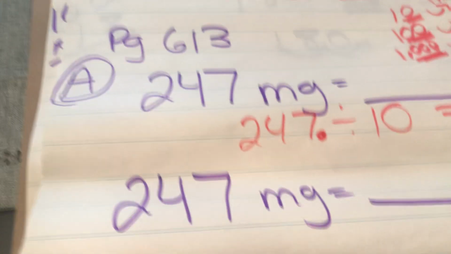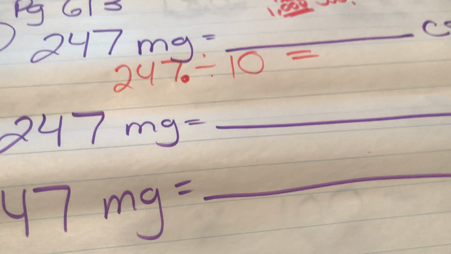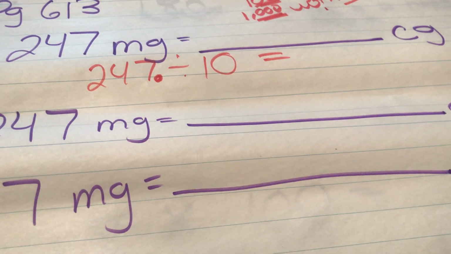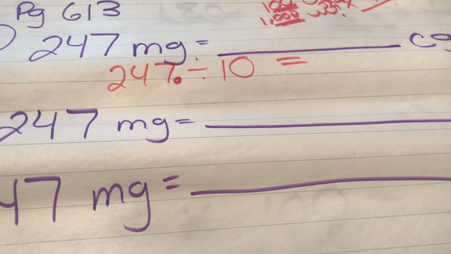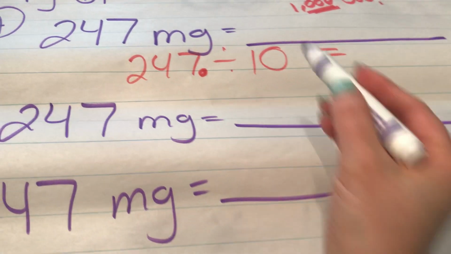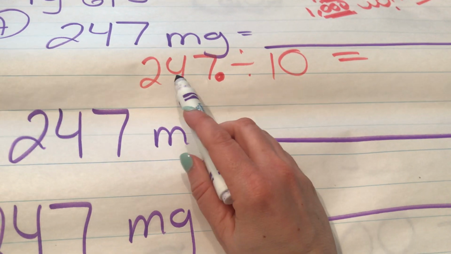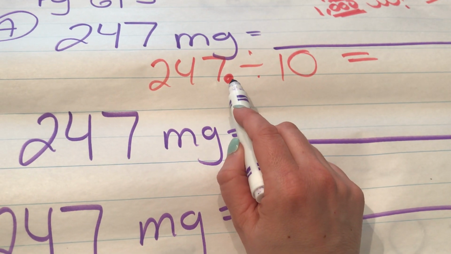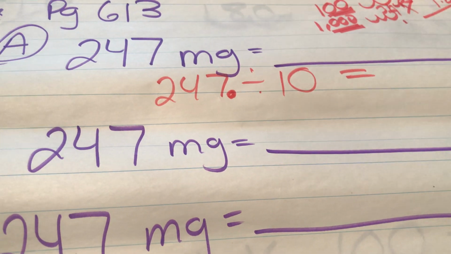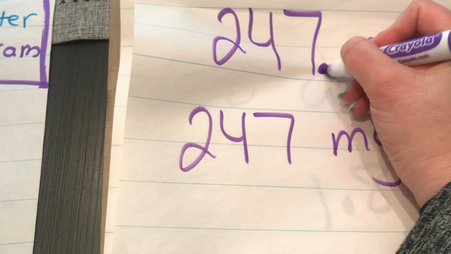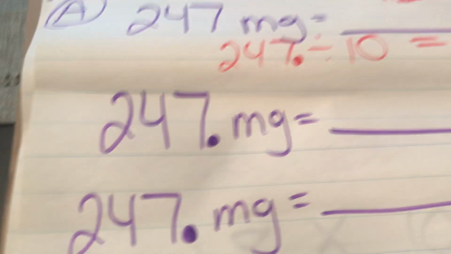Okay. So here this is. I've started to write it out for you. 247 milligrams equals how many centigrams? We figured milligrams to centigrams is 1 hop, so I am dividing it by 10. I didn't have a decimal point, so I put a decimal point right here at the end. So anytime you see a number like this, your decimal point goes right here at the end.